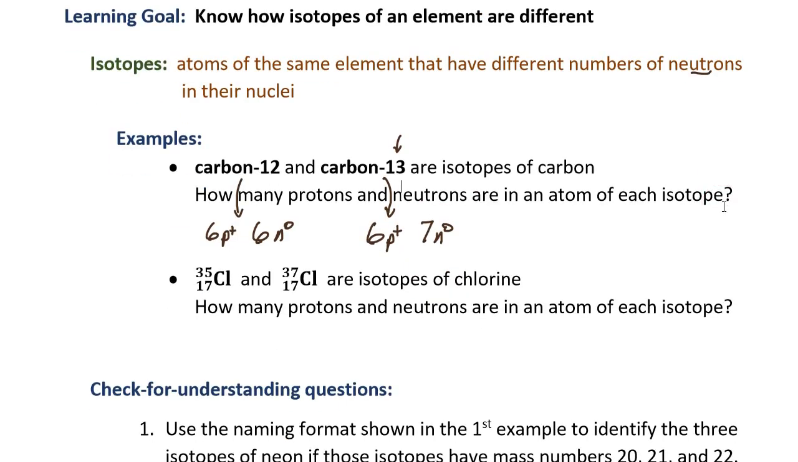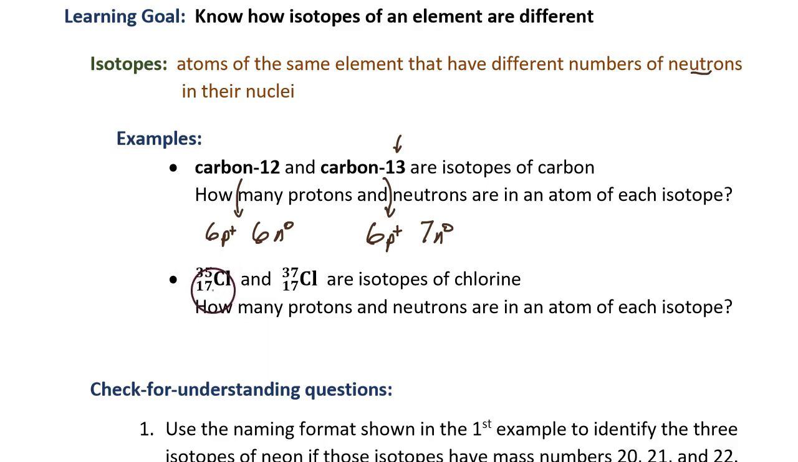Let's take a look at this next example. Here we see some notation used to show an isotope instead of writing out the name of the isotope with a word and a number. Cl is the symbol for the element chlorine. So this is a particular isotope of chlorine. The top number, called a superscript, gives the mass number.